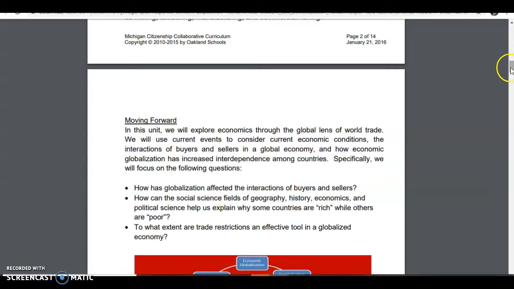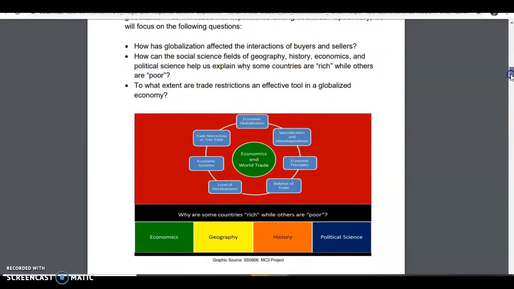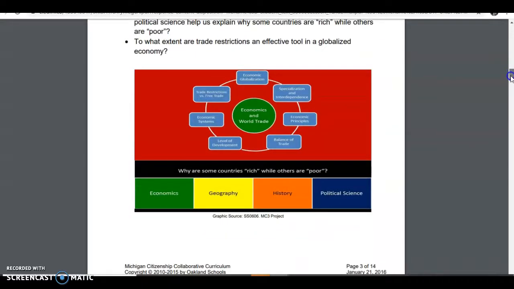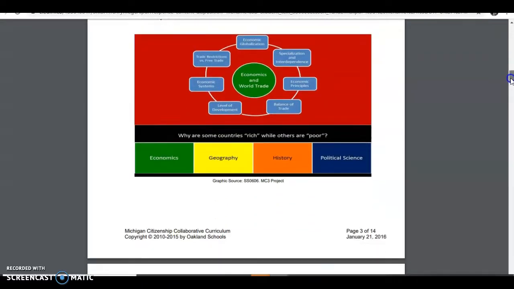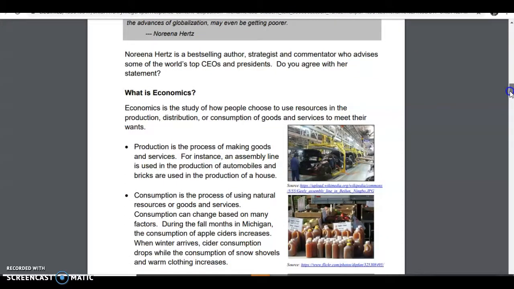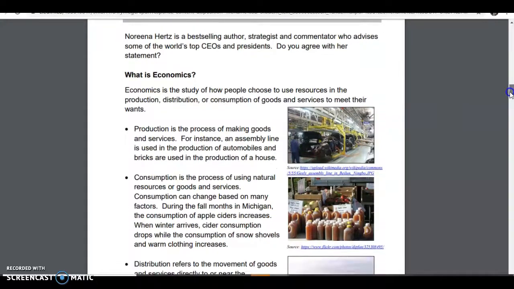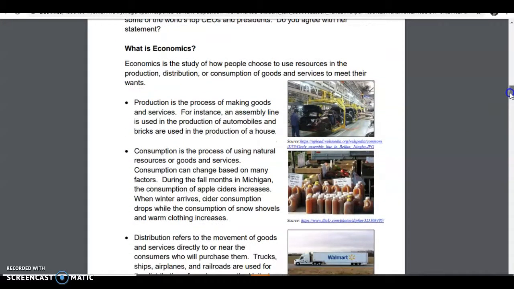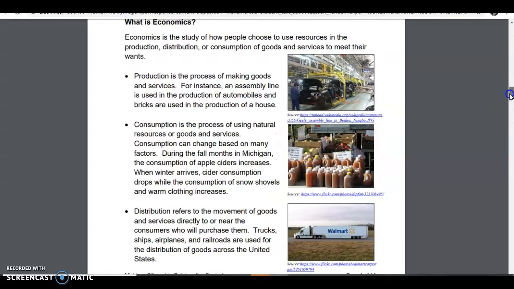You're going to go through this. I also put some vocabulary words that I want you to pay attention to. It asks, why are some countries rich while others are poor? We're going to explore that idea more. It also talks about what the study of economics is. Economics is the study of how people choose to use resources in the production, distribution, and consumption of goods and services to meet their wants. It tells us what production, consumption, and distribution are. I want you to have examples ready for me of what those are, because we will be doing a do now closely related to this information.